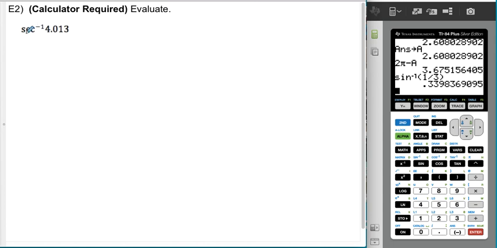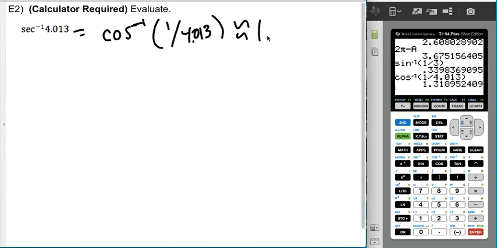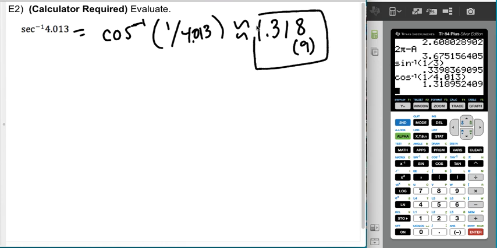If I want the inverse secant of 4.013, then I need to type in the inverse cosine of the reciprocal of this. That's what I'm going to type in my calculator. So second cosine, 1 divided by 4.013, and hit enter, and I'm going to get that this is approximately 1.318 or 9, depending on if I round or truncate. Again, it's worth knowing that this is what you have to write down, because I think it's somewhat counterintuitive.